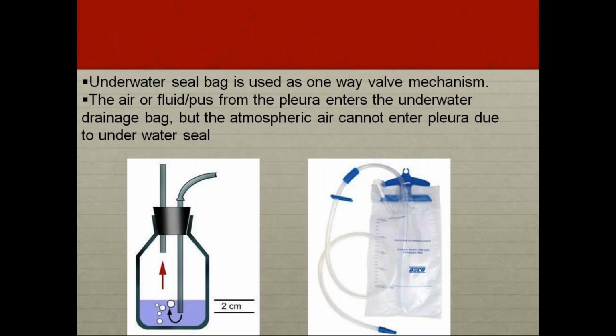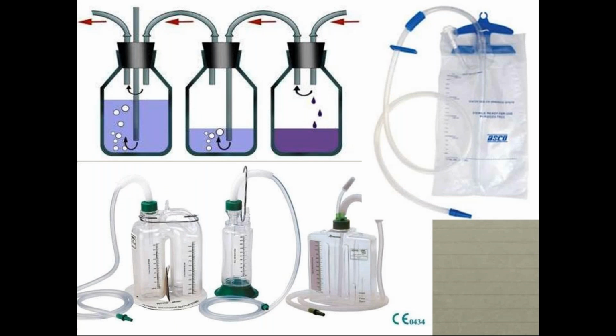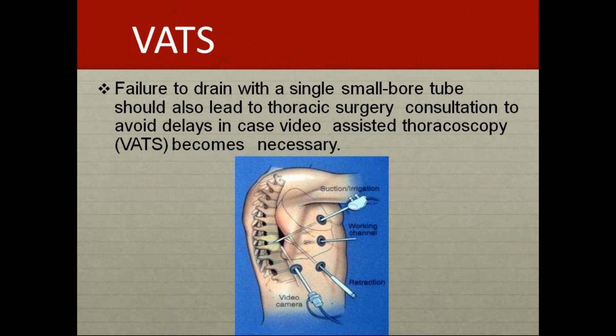As you can see, the underwater seal bag, you have to say this for pneumothorax. The underwater seal bag works on a one way valve mechanism. You can use that in pneumothorax actually. These are some pictures of how the tube is inserted and all. Sometimes video assisted thoracoscopy can be done when there are loculated effusions and all that. When you can't come to a conclusion, when you can't come to a diagnosis, then you can do thoracoscopy using the video.